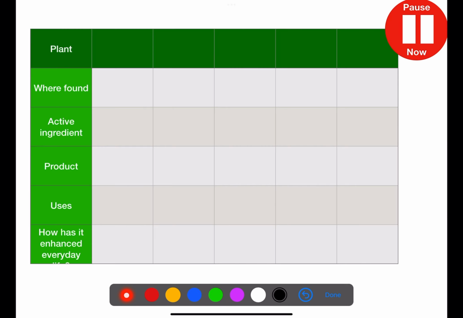Pause the video now and copy this table. Complete the table as we work through the rest of the video.